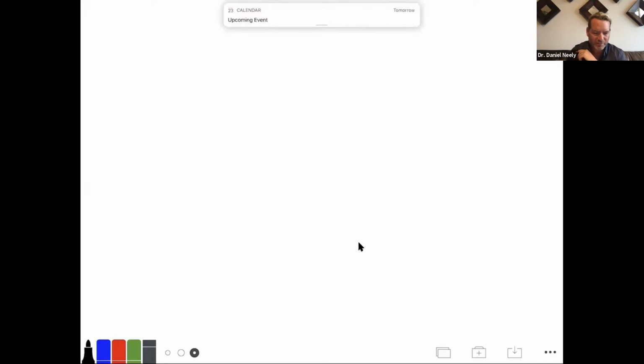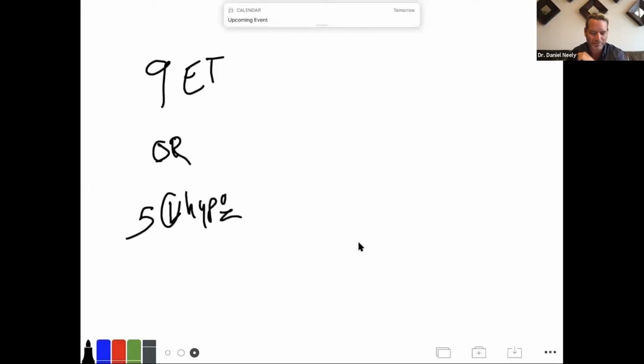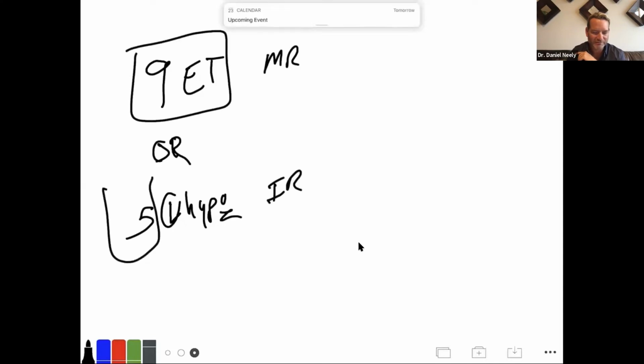Let's just say we have a patient and they've got 9 ET, or, you know, they've got, say, 5 of a left hypo, right? So hypotropia. All right, so these are 2 different patients, right? So this one needs a medial rectus recession, and this one would need an inferior rectus recession. Well, what do you do for these kind of numbers? 5, 9?